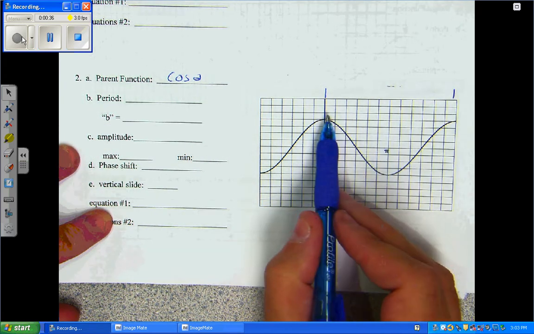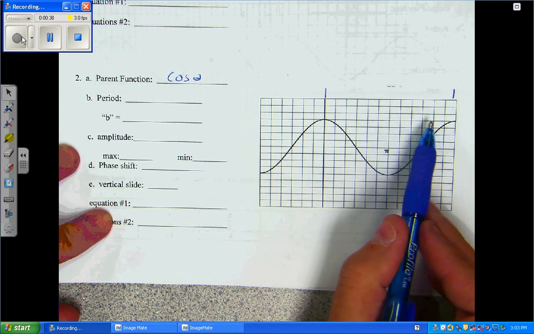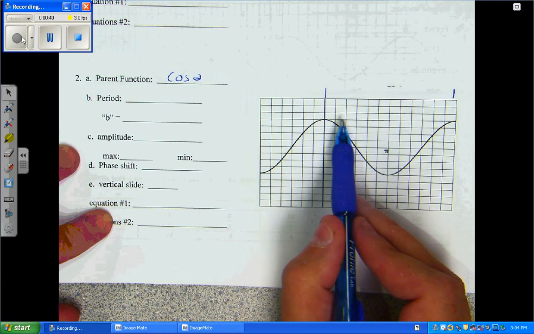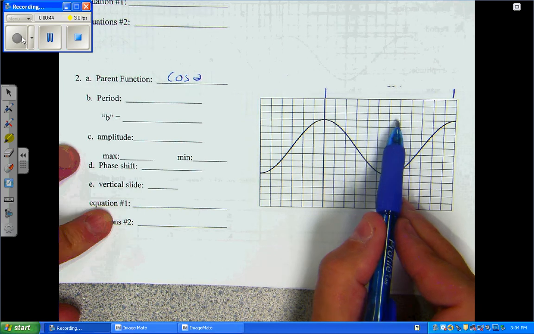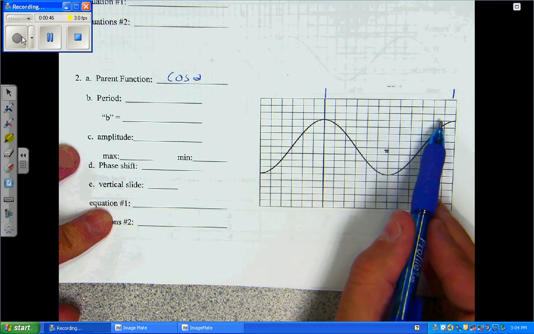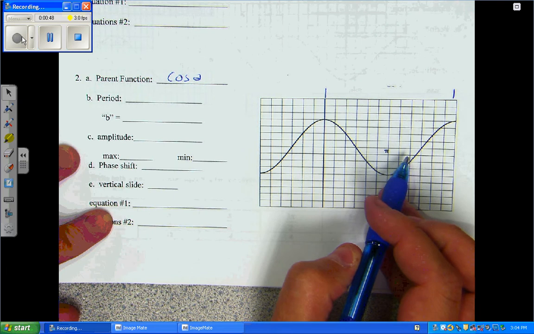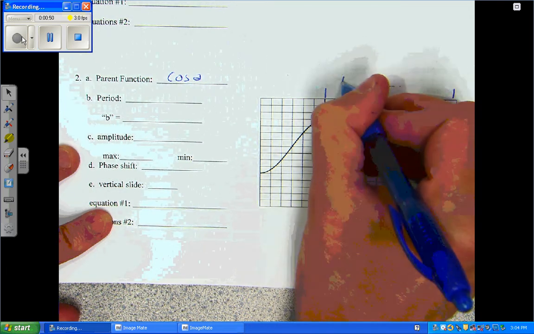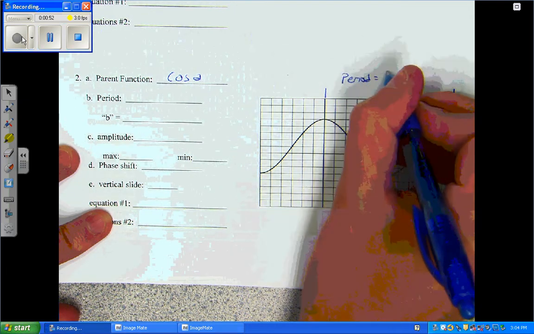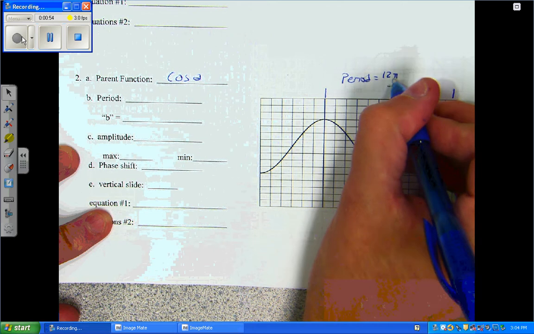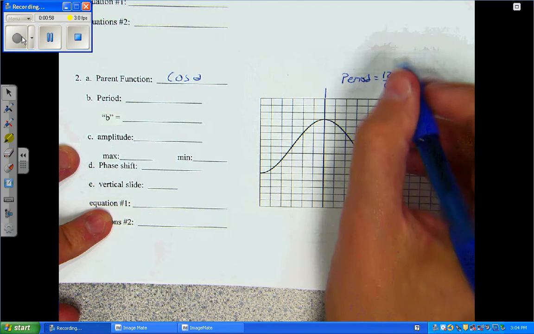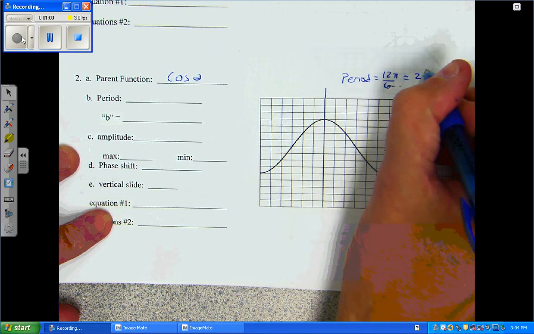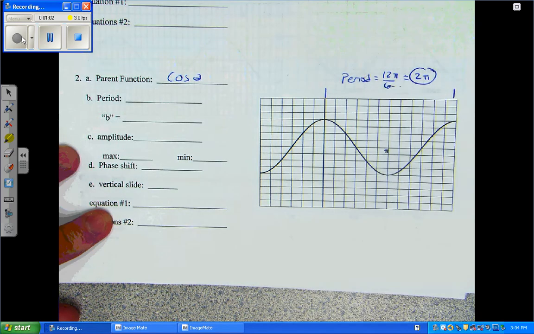Now, if you count across here, there are 1, 2, 3, 4, 5, 6, 7, 8, 9, 10, 11, 12. There are 12 tick marks to get our period. But remember, that's going to be 12 pi over 6, because each tick mark is pi over 6 radians. And that gives us a period of 2 pi. This function repeats itself every 360 degrees.